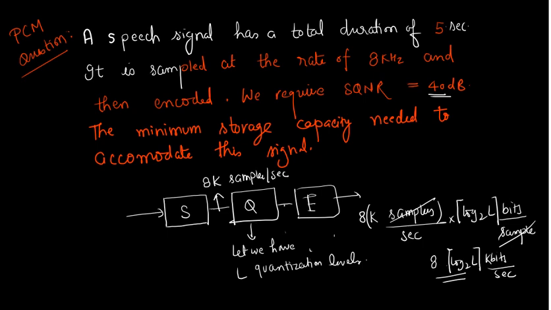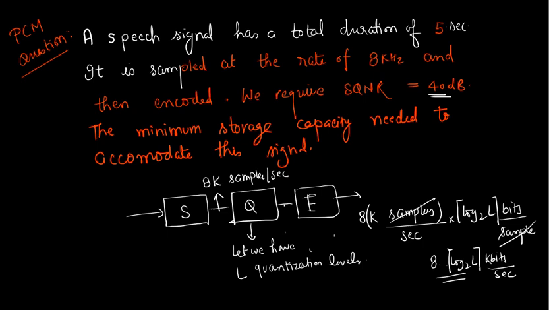Let's solve an interesting numerical based on PCM, that is pulse code modulation. So here, a speech signal has a total duration of 5 seconds. For example, I am speaking for 5 seconds. So this is an analog signal. You have a 5-second clip of an audio signal or a speech signal.